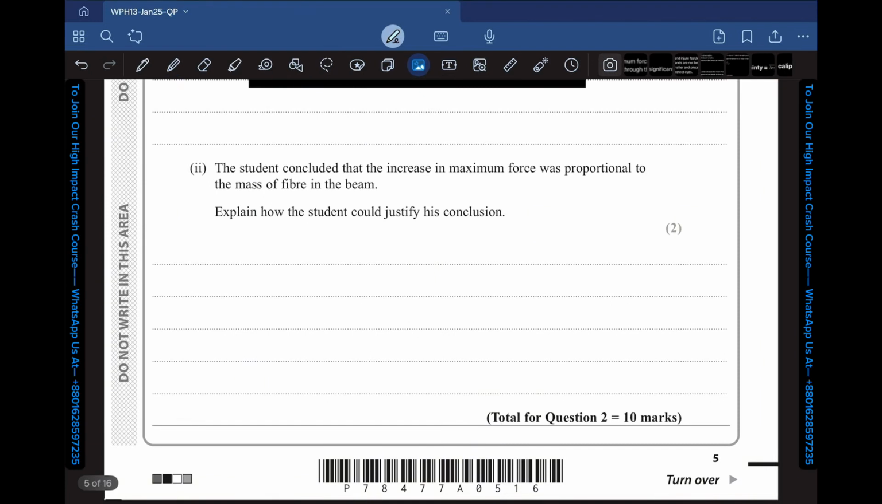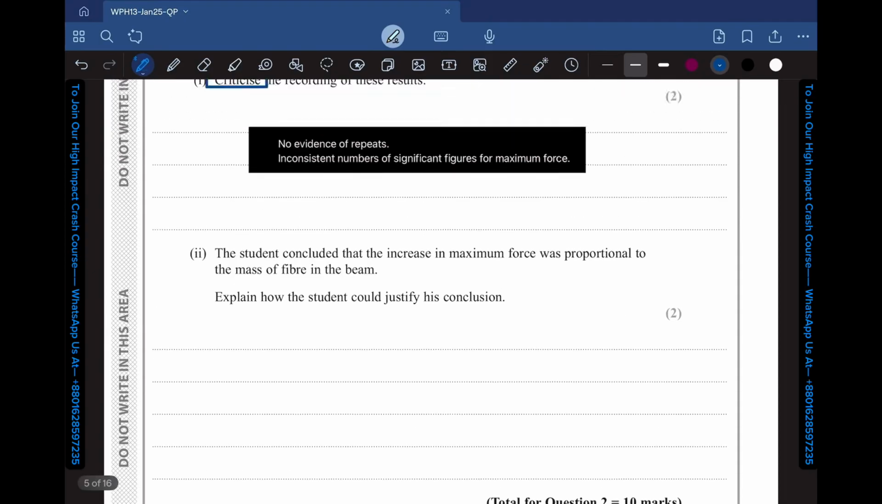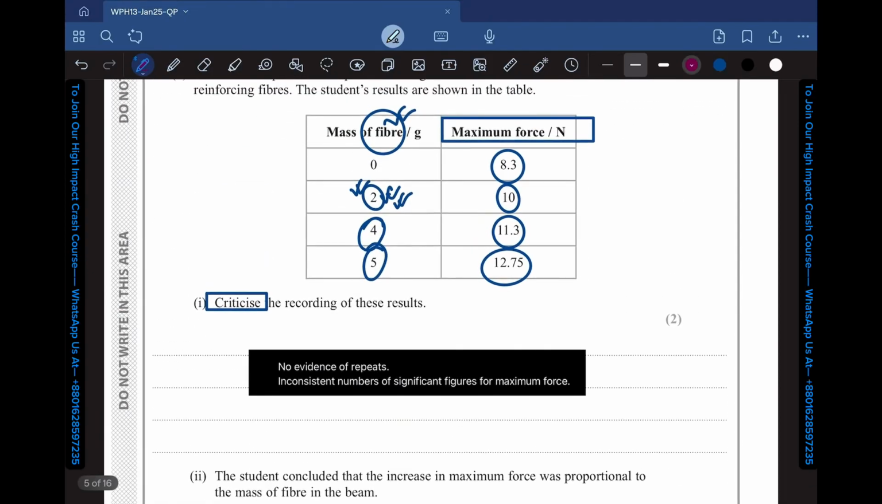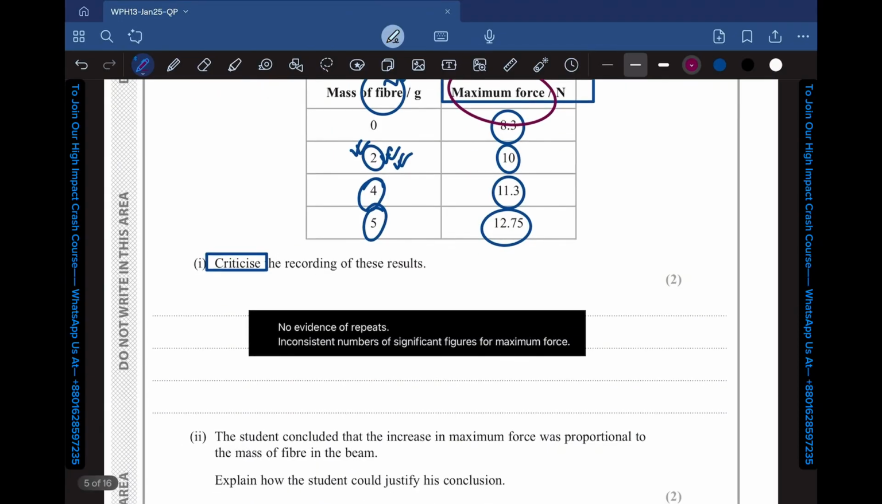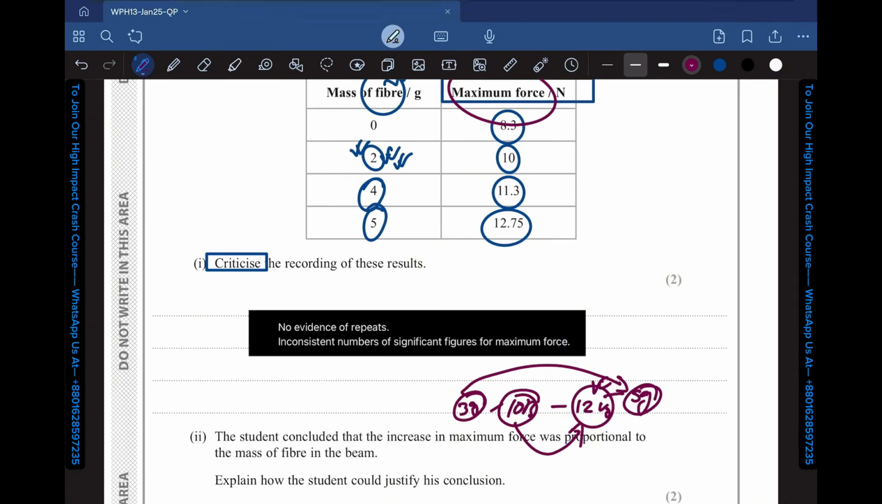Now the next part says the student concluded that the increase in maximum force was proportional to the mass of fiber in the beam. So the maximum force that this beam can endure was increasing. Let's say one beam can endure 10 kg and the other beam can endure 12 kg. The beam that can endure 12 kg has, let's say, 5 gram of fiber in it, and the beam which can endure 10 kg has, let's say, 3 gram of fiber in it. As the mass of the fiber in the beam increases, the maximum force it can support also increases. So this was proportional.